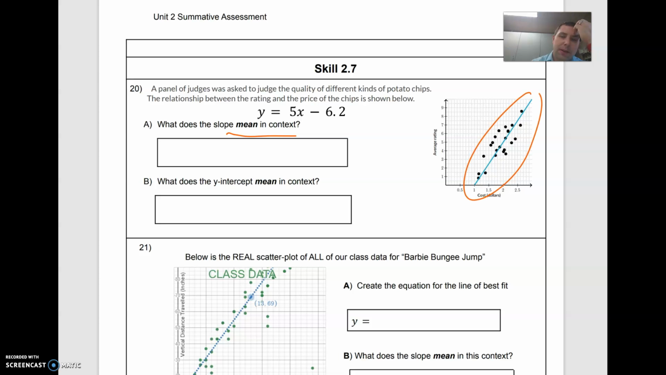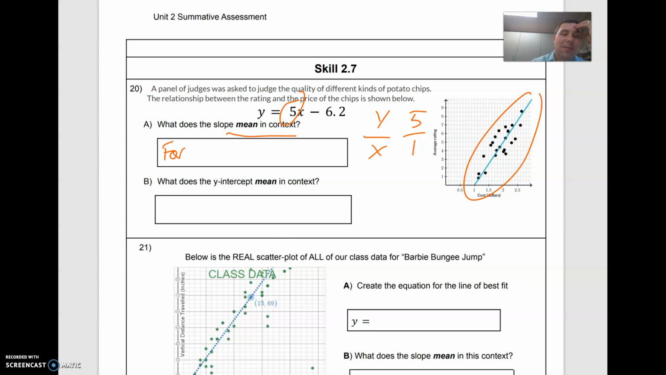Well, here's your line of best fit, and they gave us the equation right here, this 5. The 5 is the slope. Well, remember, slope is y over x. Since that 5 is really 5 over 1, that 5 really means the average rating. So the average rating for every one, what is that? Well, the x is $1. So in other words, for every $1, there seems to be an increase of a 5 rating. So that's literally what the slope means.